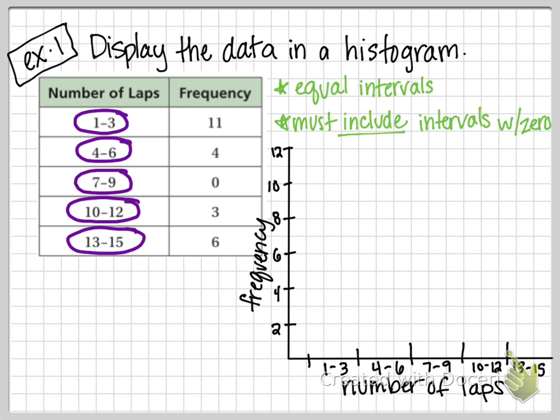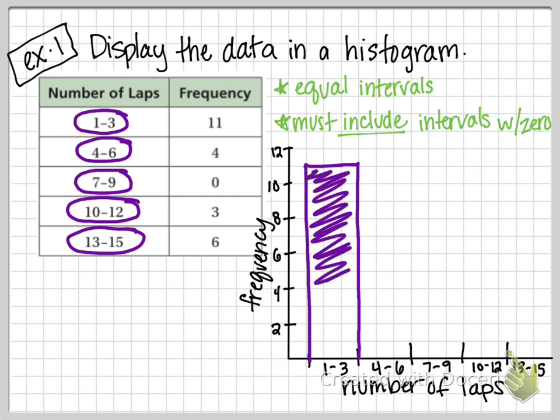So we know that there were 11 people that did 1 to 3 laps. So we'll find 11 and we'll draw our box, right? Up to 11. And then there were 4 people who did 4 to 6 laps. So our next box, and they do touch each other on a histogram. They're right next to one another.